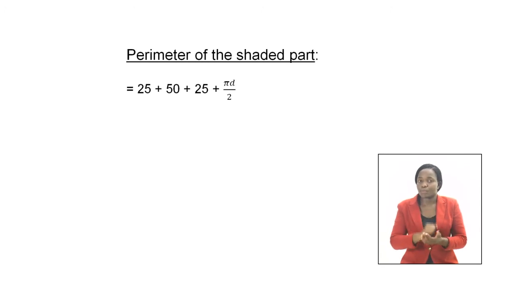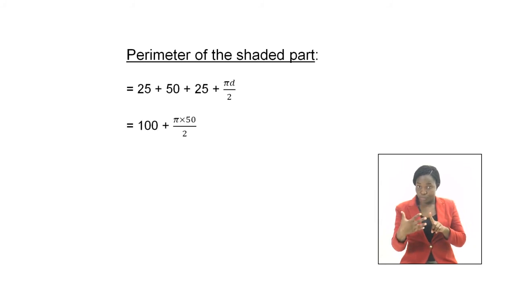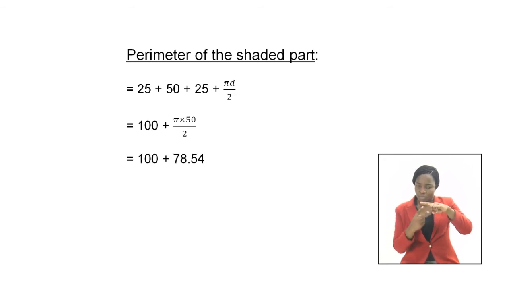And remember that the diameter, which is 50 centimeters, forms part of the calculation. It is the same as the long side of the rectangle. Even though it is not part of the shaded area, we need to work out the circumference of the semicircle. 25 plus 50 plus 25 is 100 already. And pi times 50 divided by 2 is 78.54 centimeters.